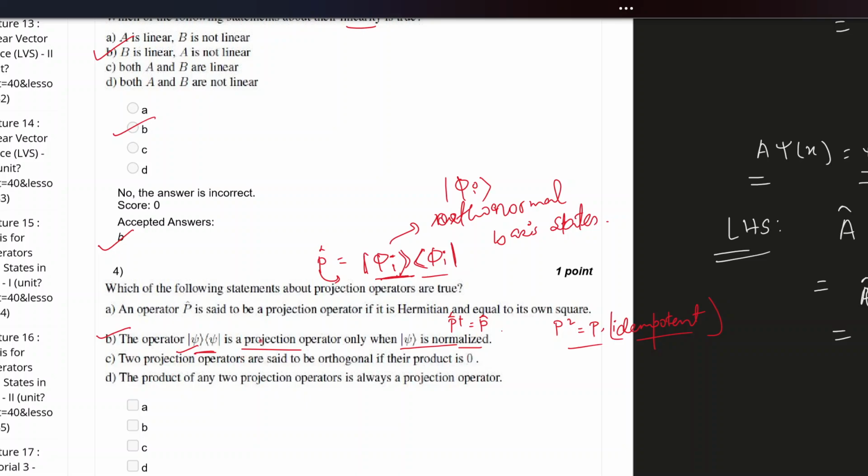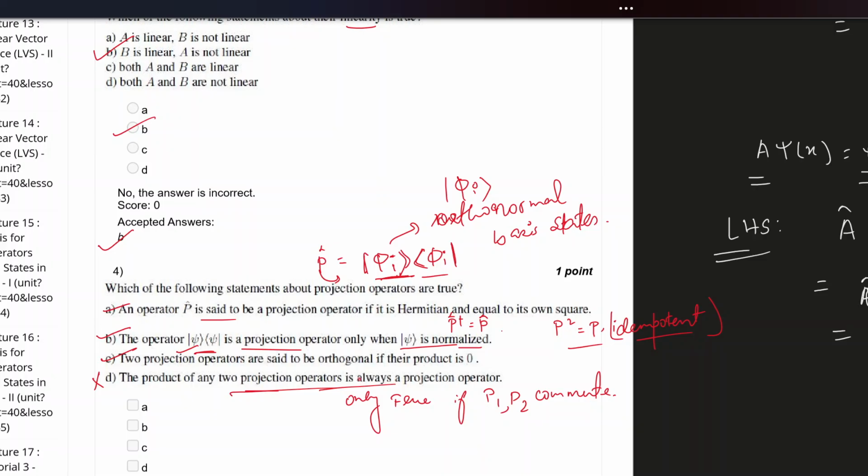Now the first one is also true, and you can prove it. I can show it to you that it is definitely true. And the third one is, projection operators are said to be orthogonal if their product is 0. This is also true. I can show that. And the last one is, the product of two projection operators is also a projection operator. This is false, because it is only true if the two projection operators being discussed commute with each other. So it is only true if the two operators P1 and P2 commute with each other. Otherwise, this is not true.